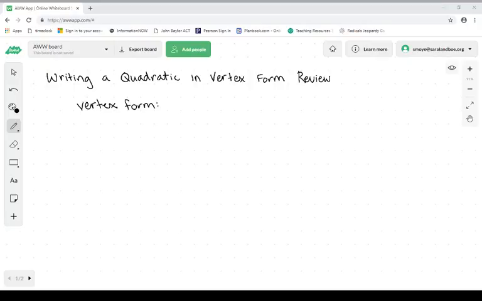Hey guys, so in this video we are going to review how to write a quadratic in vertex form. And to start off, I want to make sure that we remember what vertex form looks like. Vertex form of a quadratic is written as a(x - h)^2 + k. And remember, h and k are the vertex. So that tells us the vertex of that quadratic.